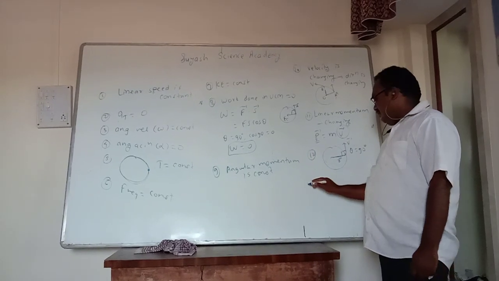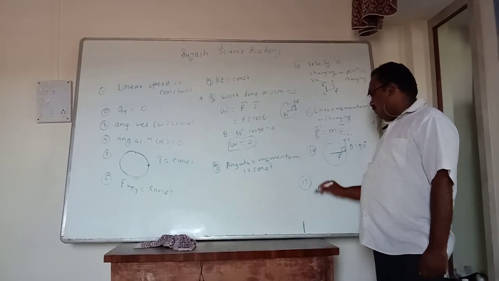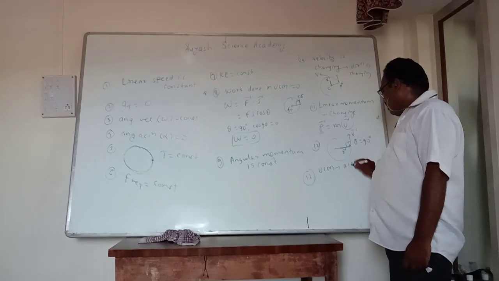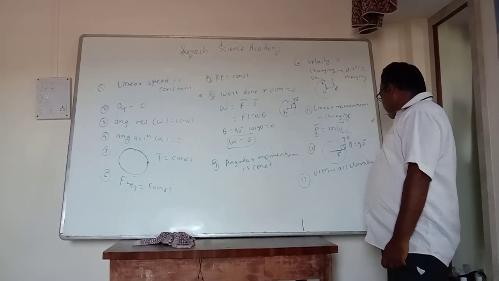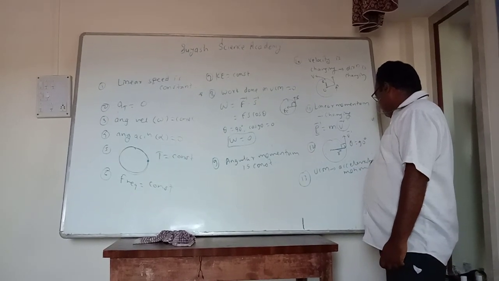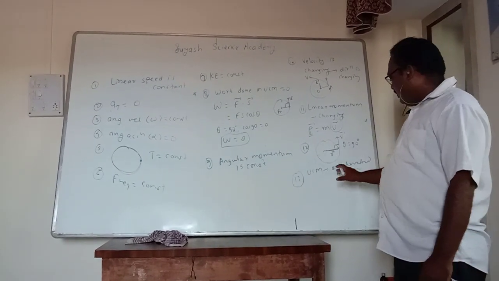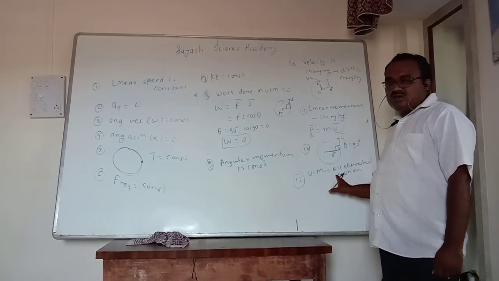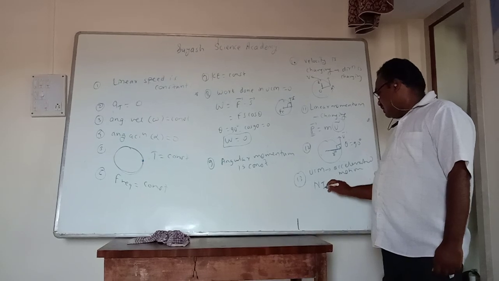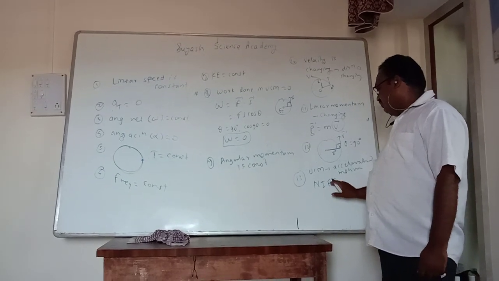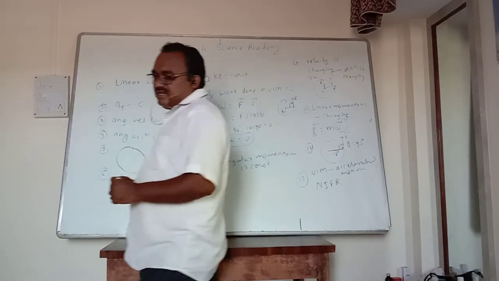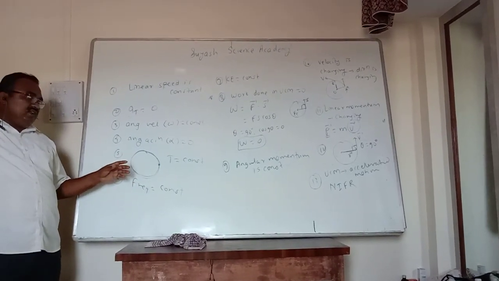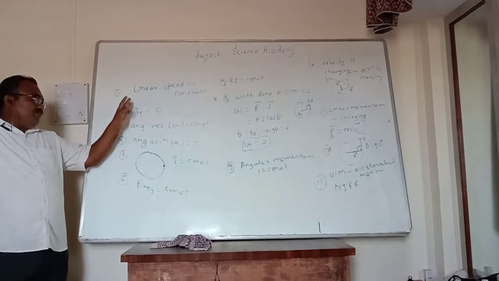And the last and important property: UCM is an accelerated motion. In 11th you have studied inertial frame of reference and non-inertial frame of reference. This accelerated motion occurs in a non-inertial frame of reference. So UCM is an accelerated motion and it occurs in the non-inertial frame of reference. These are the important properties.